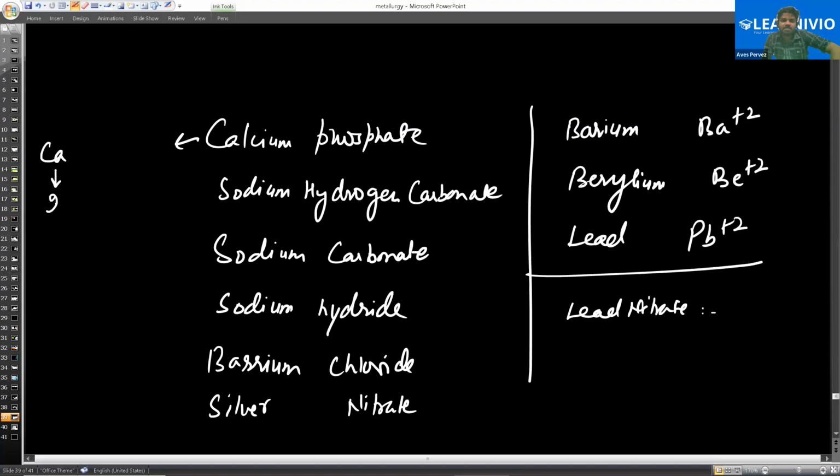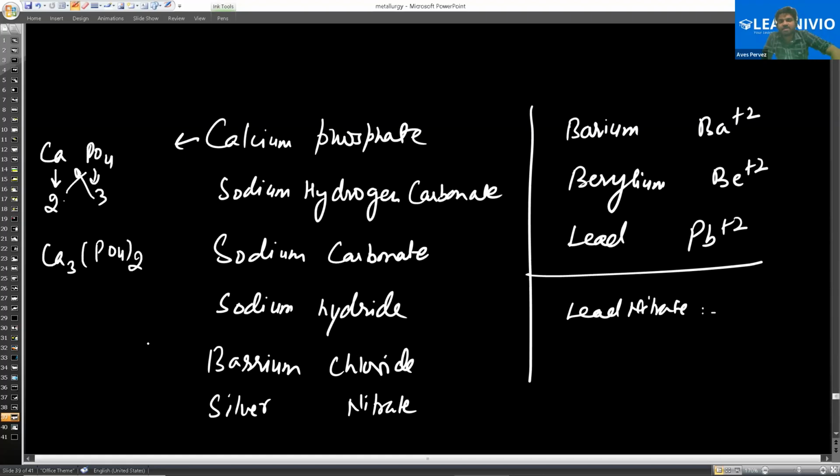Calcium has valency 2 and phosphate ion has valency 3. You cross multiply and you will get Ca3. We don't write a bracket for calcium because calcium is a single atom, and PO4 should be written in a bracket because it needs to be multiplied by 2. Okay, calcium phosphate. Formula for sodium hydrogen carbonate, Aram.